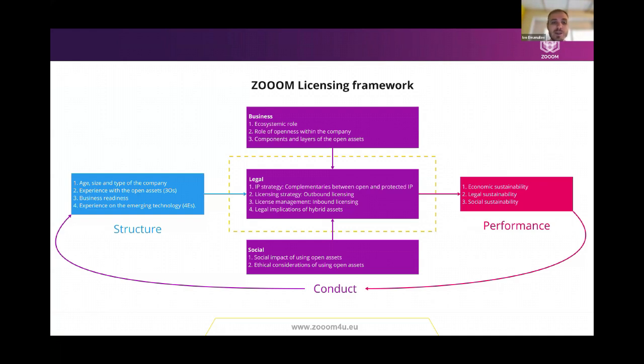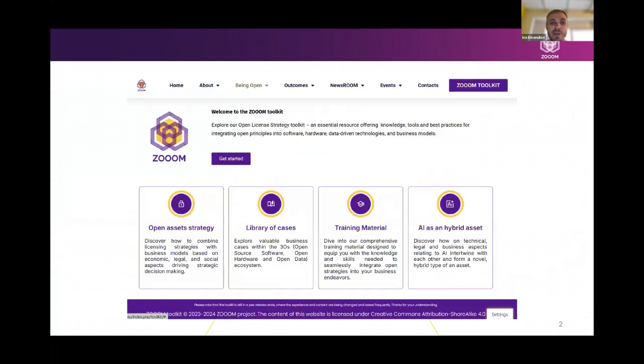And then in terms of social conduct of companies, we're interested in the social impact of using open source technologies, as well as the ethical considerations, the ethos that drives companies in choosing open source and choosing to release open source as opposed to proprietary. And then finally, in terms of performance, we're interested mostly in sustainability from the perspective of economic sustainability, legal and social sustainability. So this is the toolkit as it stands today.